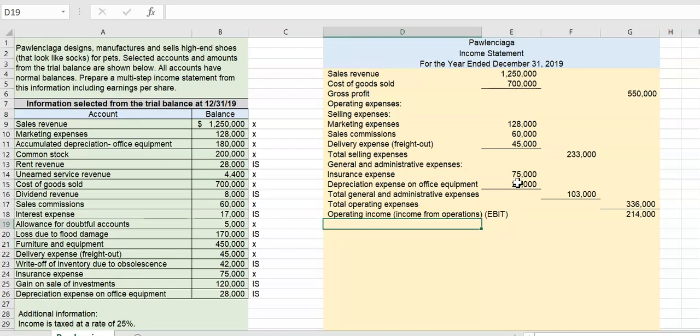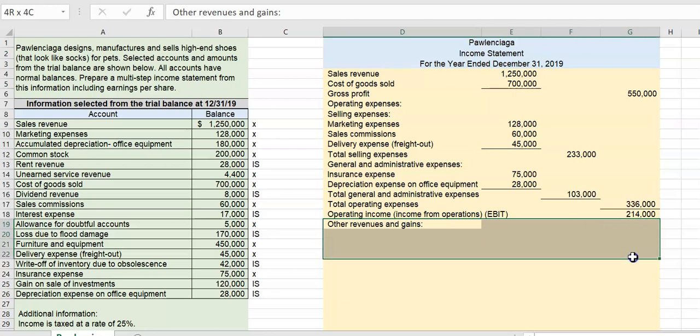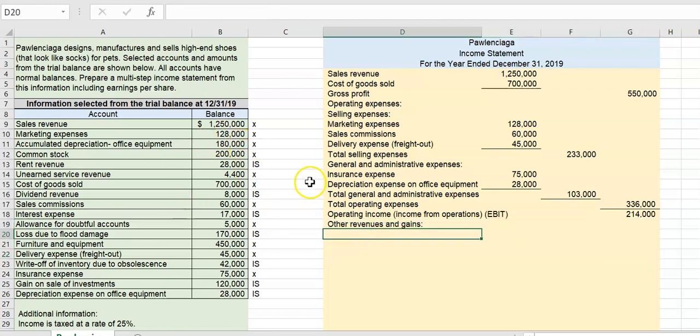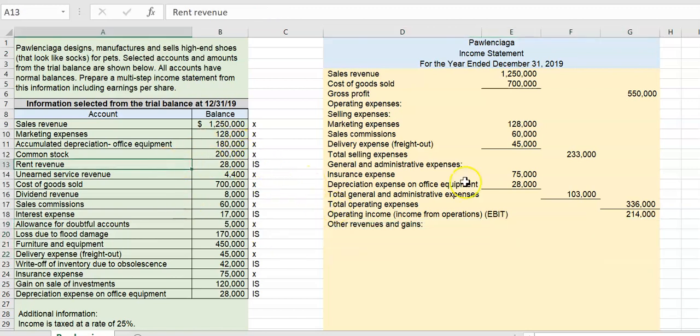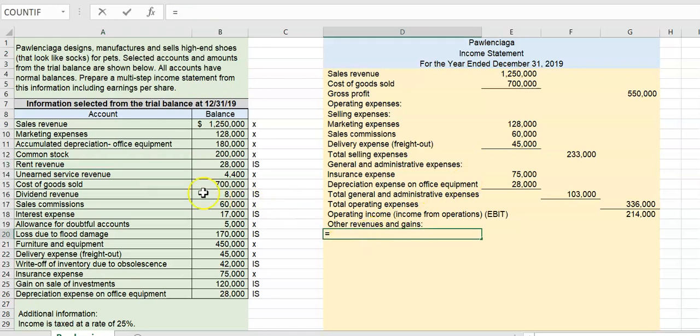Now we are up to the non-operating section. I'm going to start with a header that says other revenues and gains. So remember, we've started the non-operating section here. This is stuff, revenues, gains, expenses, and losses, that do not relate directly to the company's main operations or are unusual and infrequent items. Okay, other revenues and gains. And one type of other revenue is this rent revenue we have here.